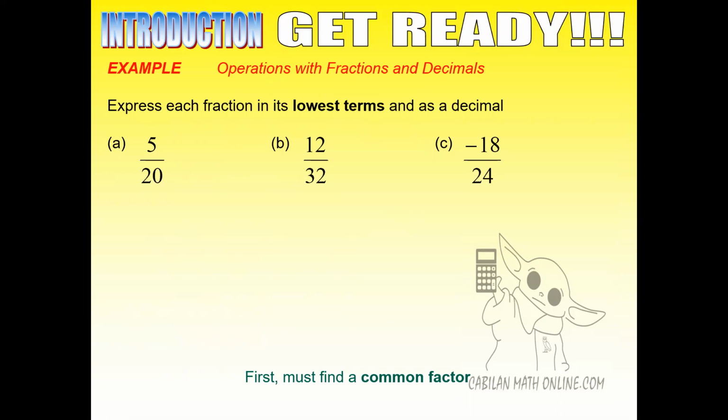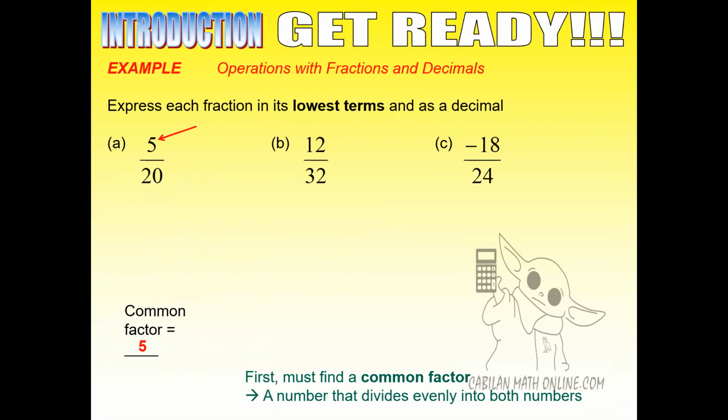So for the first one here, we have 5 and 20. When you're looking at the numbers, always go through the numbers that go evenly into each. You can see that 5 goes into both 5 and 20. What we're going to do is take each number and divide it by the common factor. So I'm going to take that 5 and divide it by 5, which gives me 1. And the 20, we divide by 5, and that gives me 4. So 5 over 20 is reduced to 1 over 4.